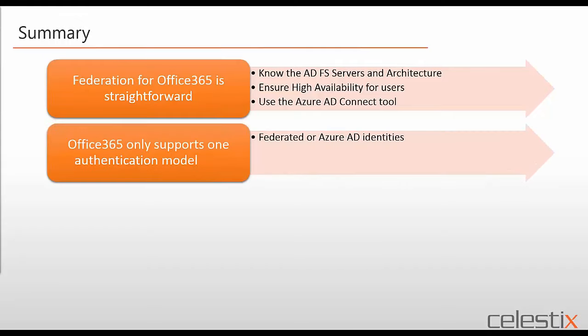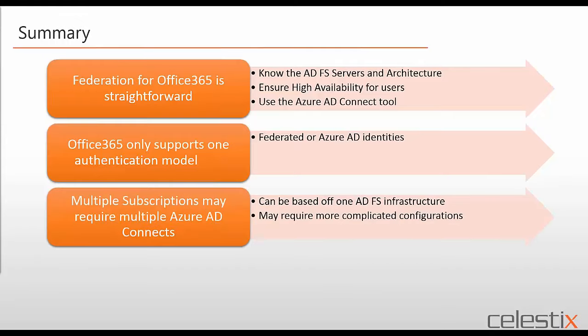As I mentioned previously, Office 365 only supports one authentication model. And multiple subscriptions may require multiple Azure AD Connect tools. So if you're going to have multiple Office 365 subscriptions, which is fairly common, you may need multiple of these. With the DirSync tool, you could go in and actually manage it yourself and set up different management agents. But with this, you probably want to do different instances there. You can typically do this off of one ADFS infrastructure as well, but you may have more complicated configurations. You may have to go in and manually create the claims-aware relying party trust and things of that nature.